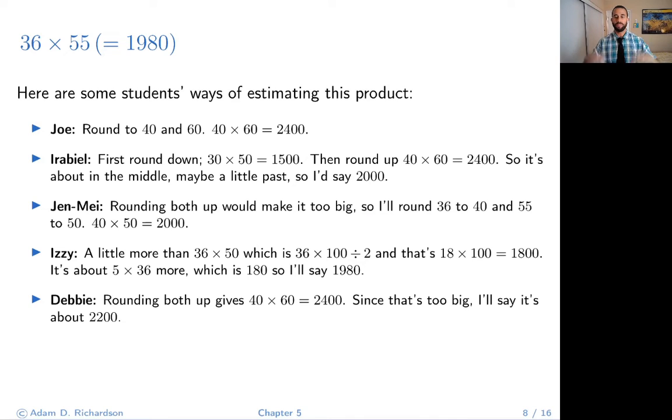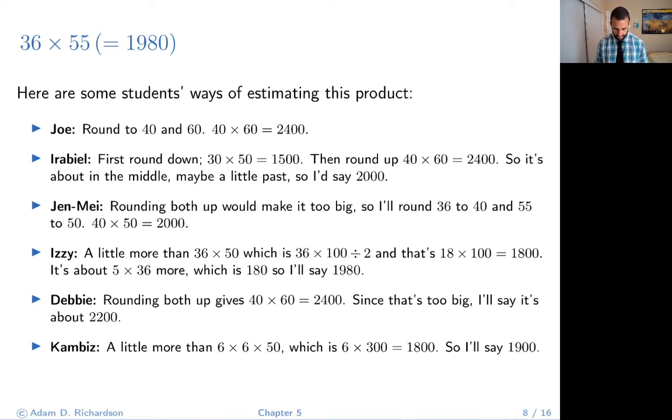Debbie said rounding both up gives 2,400. That's too big. I'll say it's about 2,200. She just threw out a number. Not bad. Cambiz said a little more than 6 times 6 times 50, which is 6 times 300, which is 1,800. So I'll say 1,900. There you go. Pretty close, right?